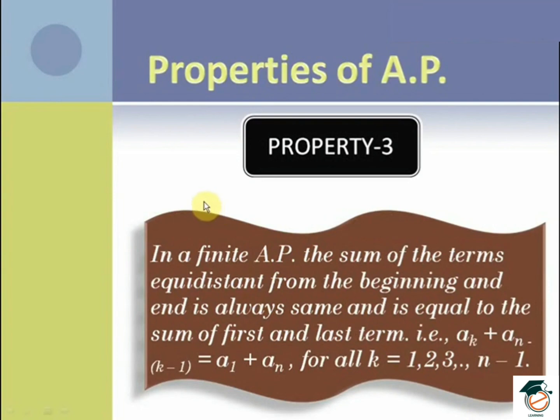So this property says that in a finite AP, the sum of the terms equidistant from the beginning and the end is always the same, and this is actually equal to the sum of the first term and the last term. So let's try to understand this. Now let us take an example. We have an AP in which the first term is equal to 1, the common difference is 3, and the number of terms is equal to 8. So the terms become 1, 4, 7, 10, 13, 16, 19 and 22.